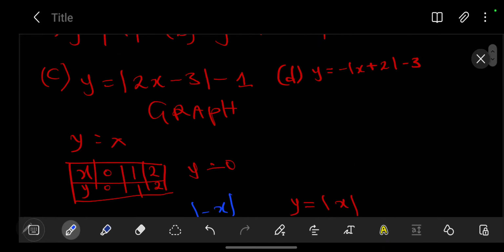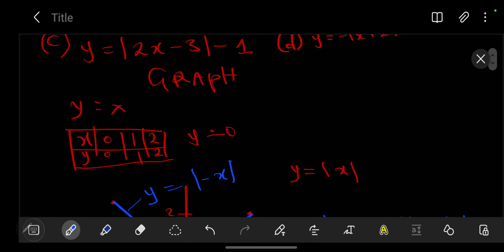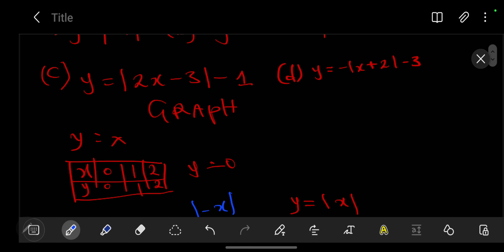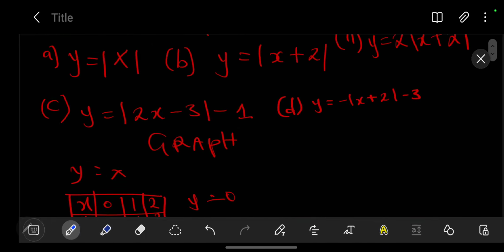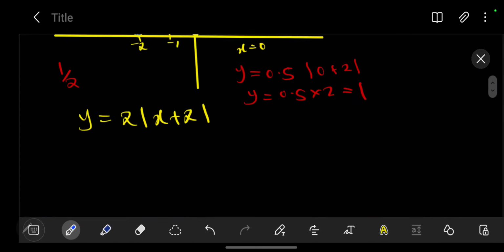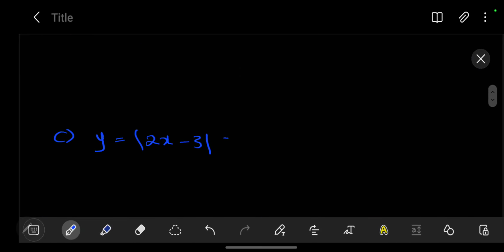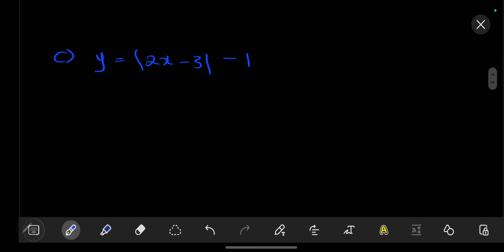Our next problem is saying that we have y equals 2x minus 3 minus 1. So our C, which is saying y is equal to the absolute value of 2x minus 3, minus 1. Likewise, we are going to first find our shift.